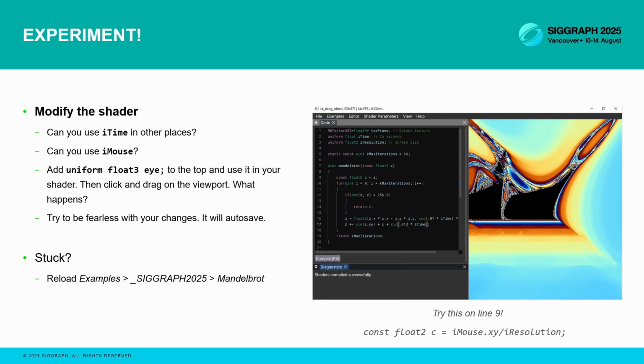Now I'd like you to try to modify the shader on your own. The goal of this exercise is to get you practice with Slang by making changes in the code, compiling, and seeing the result. So I'd like you to try breaking the shader, changing the control flow, modifying the equations, and experimentally seeing what you get. I put a few ideas up here. Try using the iTime or iMouse uniforms, or if you're feeling adventurous, try this third idea here.